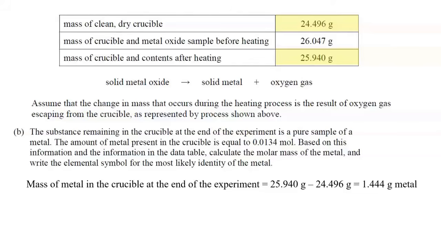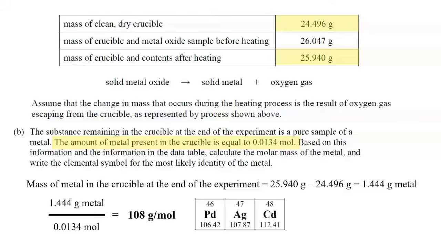So since molar mass is grams per mole, grams divided by moles, the molar mass would be 1.444 grams divided by 0.0134 moles. And if we do that math, we get approximately 108 grams per mole. Now all we have to do is look on the periodic table to find an element that has an atomic mass or a molar mass of about 108. And so that would be silver, which has the elemental symbol Ag.